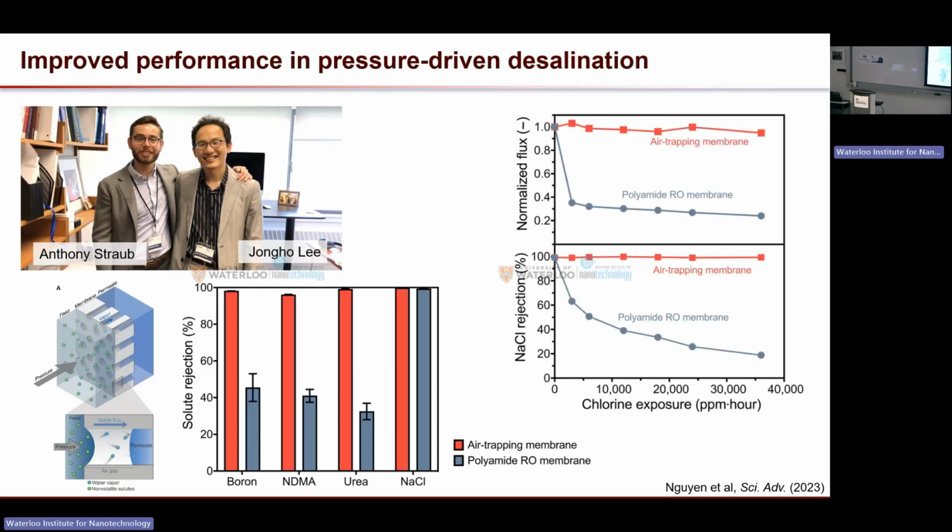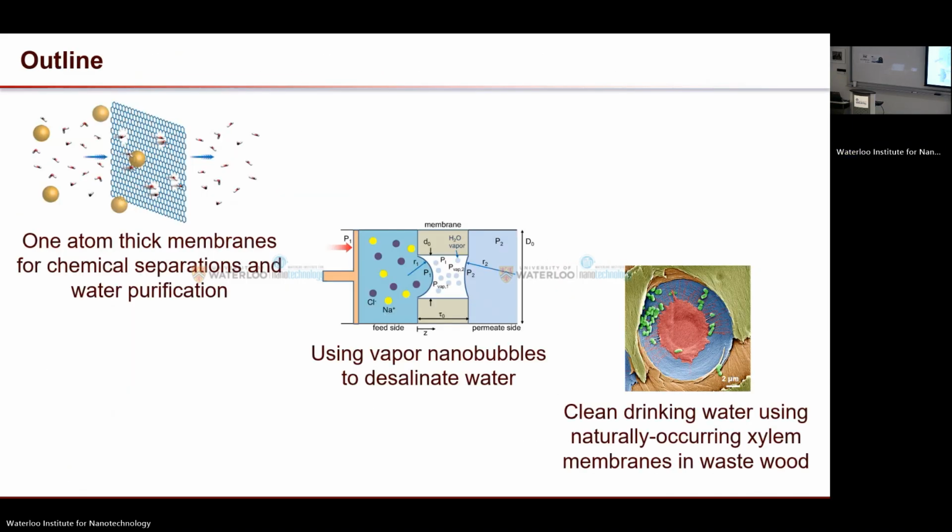And if you expose them to chlorine, which degrades these membranes, then this membrane is actually stable, whereas the state-of-the-art polyamide membrane rapidly loses its performance. So this took a very long time, right? The original idea was in 2008, and this is 2023. But it's still proceeding. So I'm hopeful that this will someday actually be practically useful.